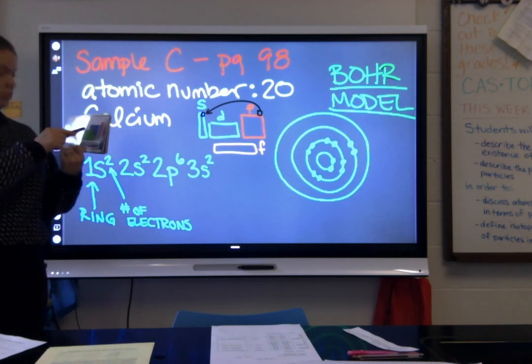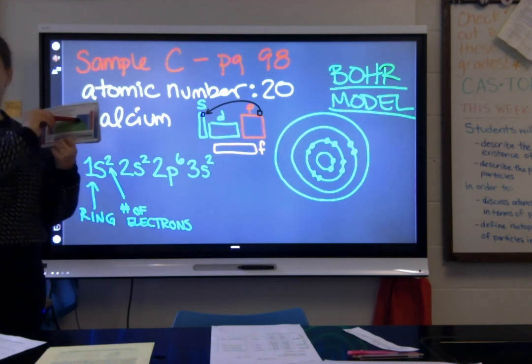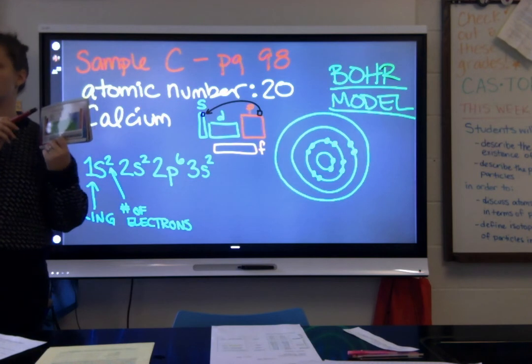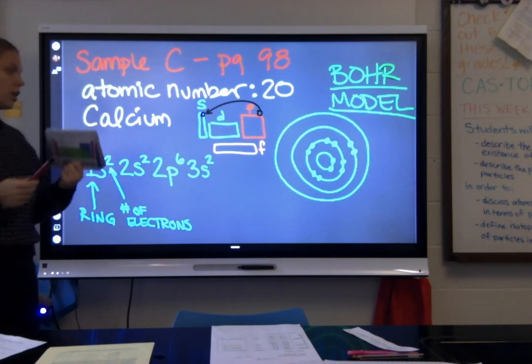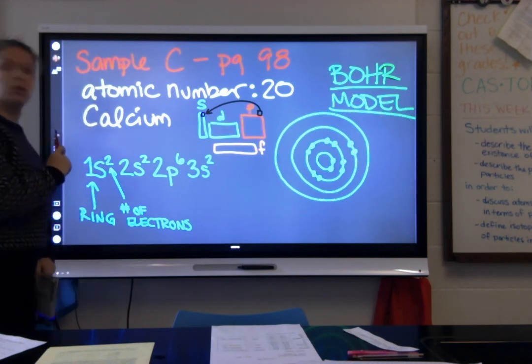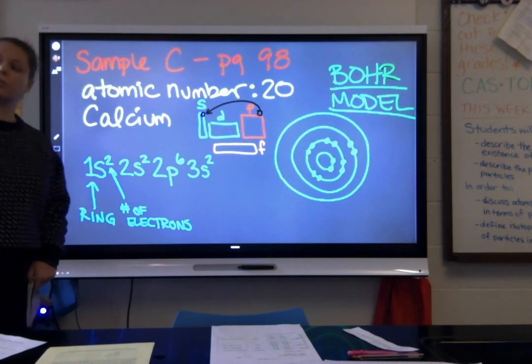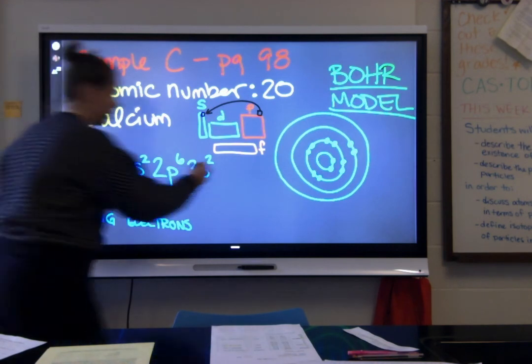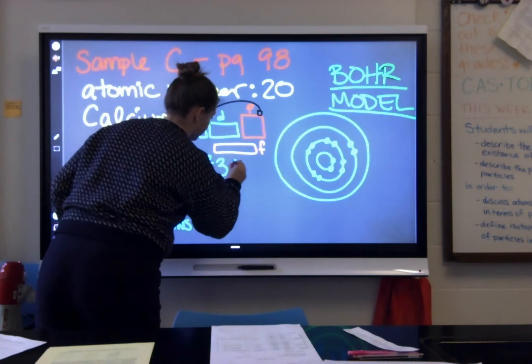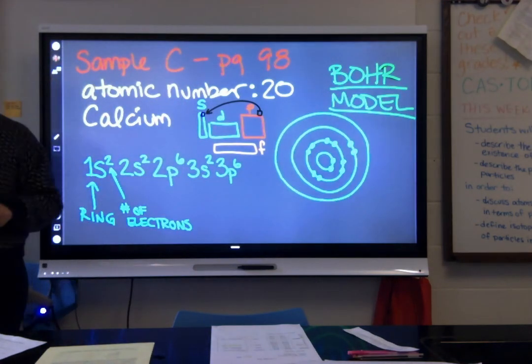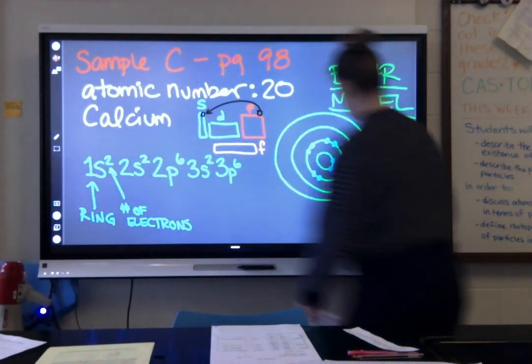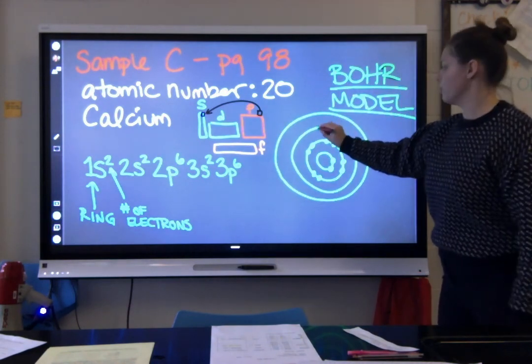Aluminum. Don't you go to the P block? So we're going, yep, to the P block, and aluminum is the first one in our P block. Very good. There are 6 across, so what am I going to write? 3P. 3P6. Perfect. All right. And what do I add to my Bohr model? 6 to the third ring.